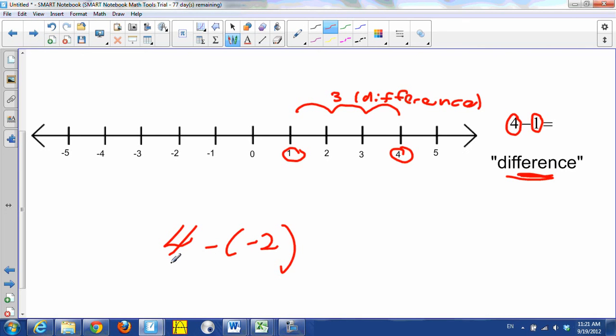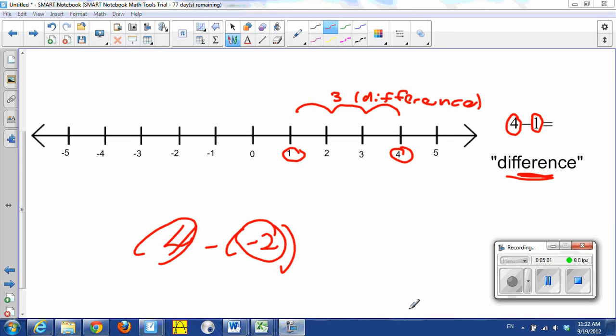Think about the two numbers involved in the subtraction there, 4 and -2. Think about how different they are on the number line. Okay, I'm going to stop it there because I don't want to give too much away. I want you to do some thinking on your own. But I hope that was helpful.